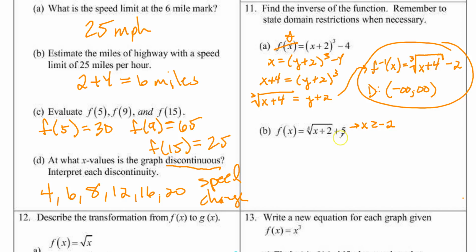And my range, if we remember from translating, this is shifted up 5 units. So y has to be greater than or equal to 5. This could be helpful when we find the inverse. So again, I'm going to replace f of x with y, switch them around, so x is equal to the fourth root of y plus 2 plus 5. So you get x minus 5 is equal to the fourth root of y plus 2.